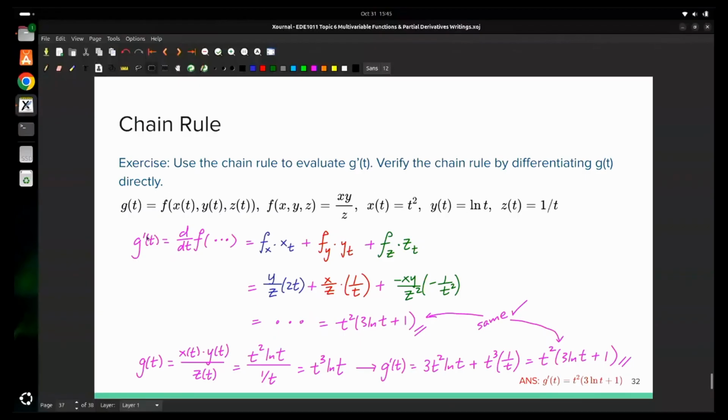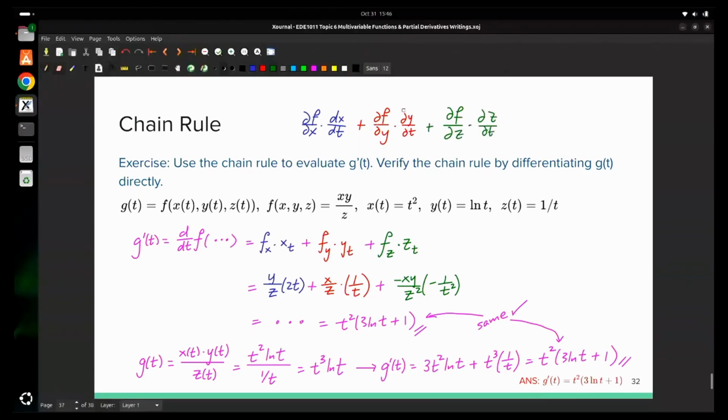Now, when I evaluate g prime t, I'm differentiating f with respect to t. Correct? So what is the chain rule? f sub x times x sub t. This very first term is del f del x times dx dt. Then if you understand this, you must understand this also: del f del y times del y del t. That's the second term. Then the third term is del f del z times del z del t.